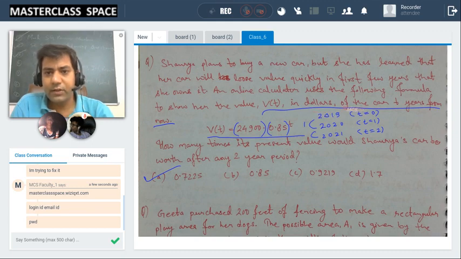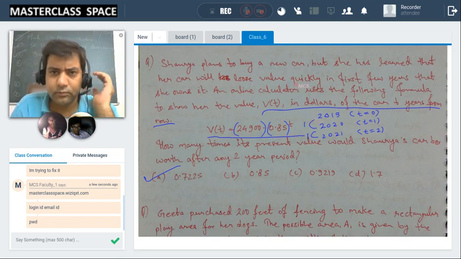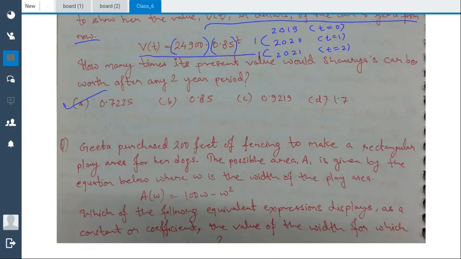So, for example, you purchased your car in January 2019. What is going to be its value in January 2021? First I calculated it in 2019, so zero would take the place of T, and it just gives you 24,900. Then you have to calculate for 2021, which is 2 years after, so you replace T with the number 2.